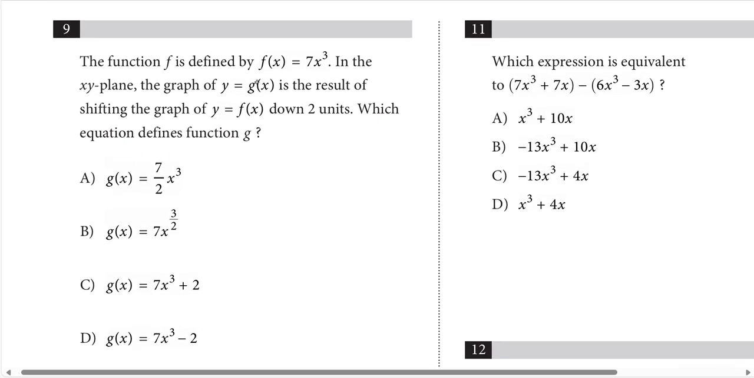Okay, the function f is defined by this. In the xy plane, the graph of y equals g of x, not g of x is some other function, is the result of shifting the graph y equals f of x down 2 units. So 7x cubed is shifted down by 2 units. Which equation defines the function g?